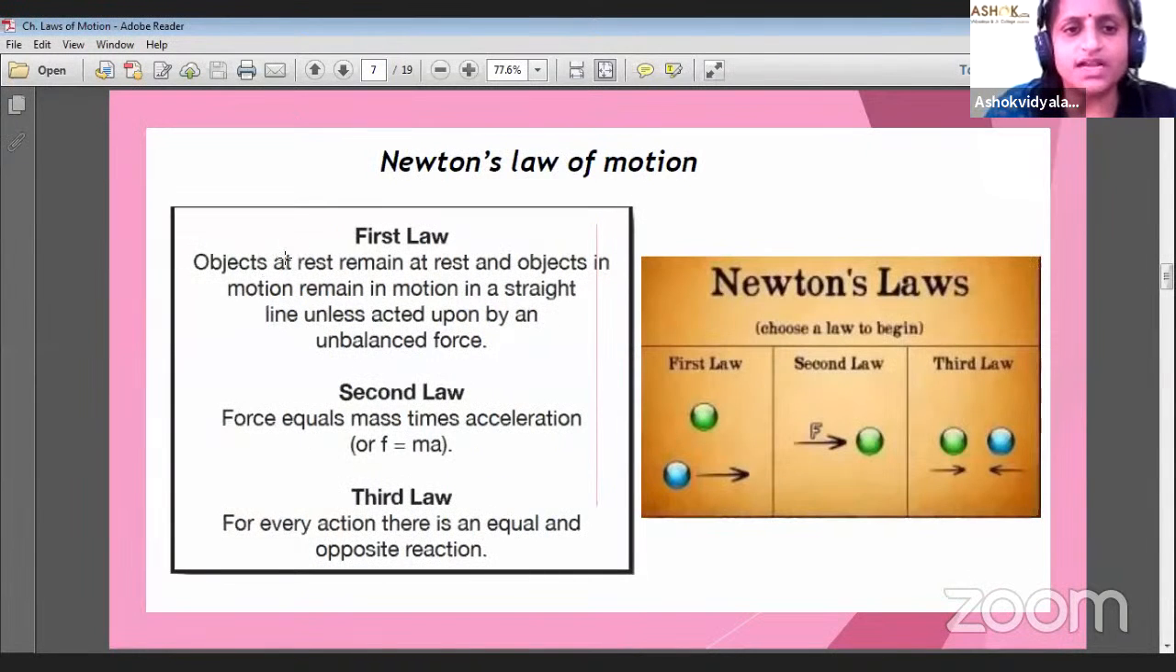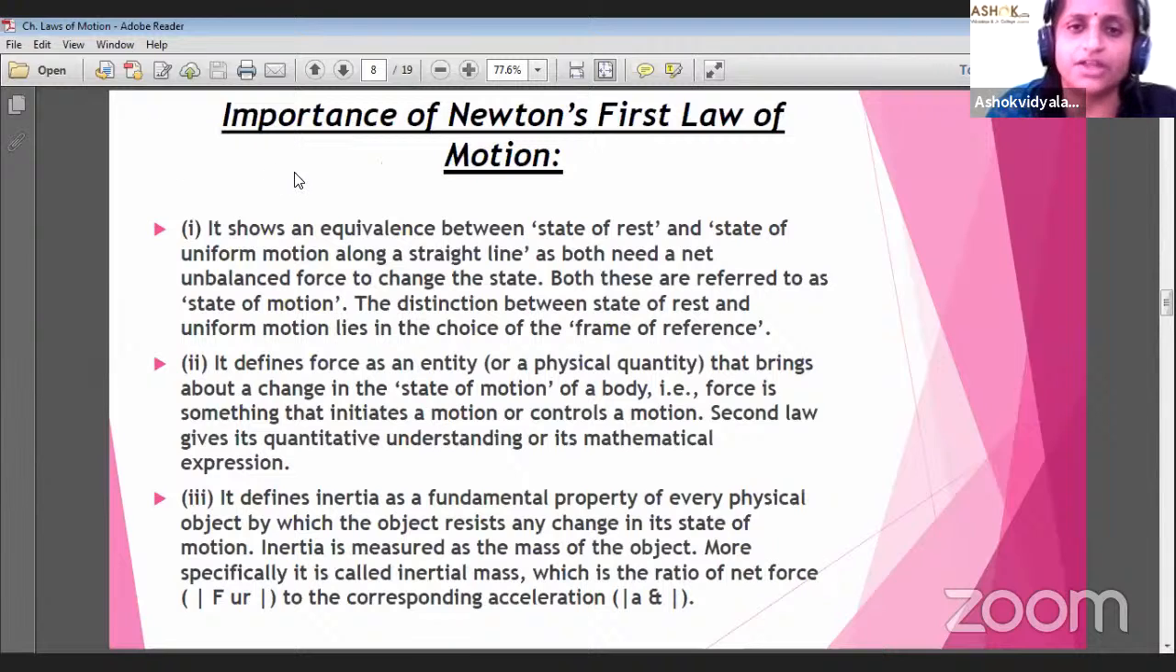That is, an object at rest remains at rest, and an object in motion remains in motion in a straight line, unless acted upon by an unbalanced or external force. This is called the first law. And then what is the importance of Newton's first law of motion?